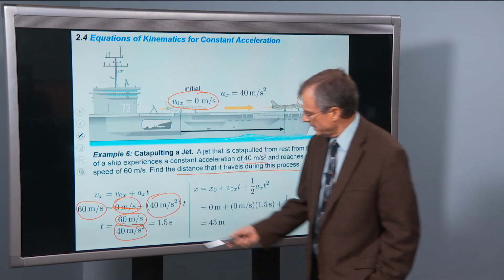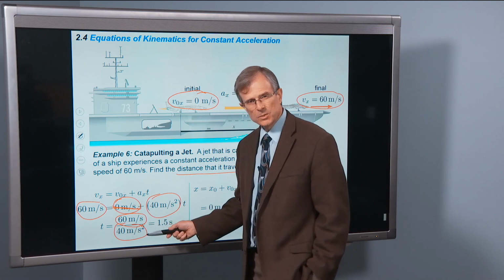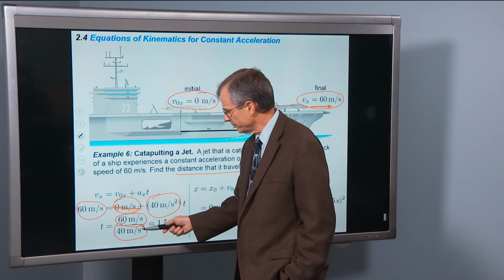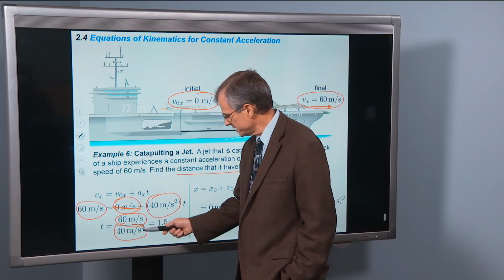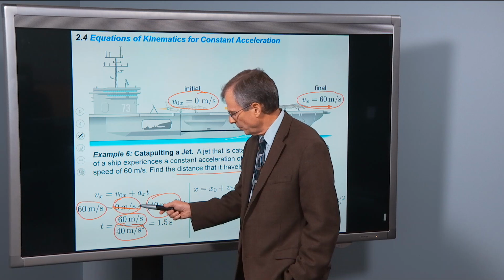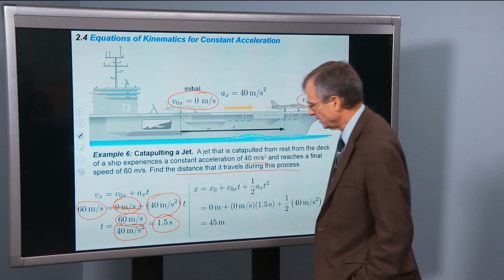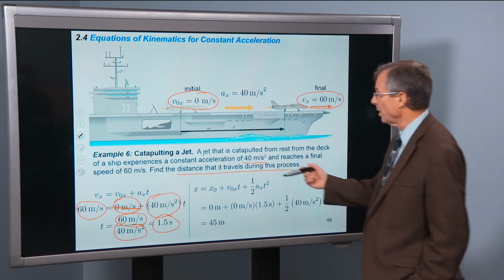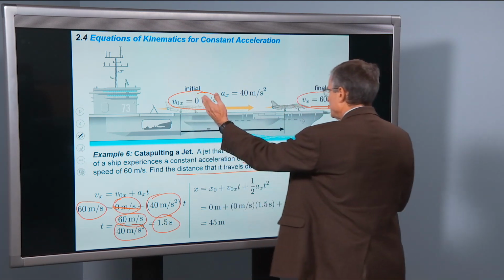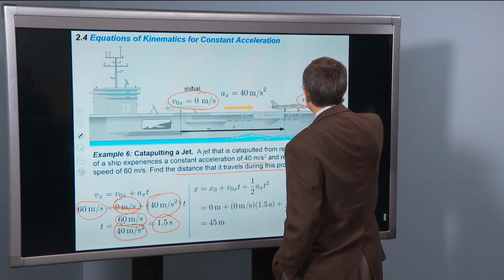How do you know that? The meters cancel. One of these seconds cancels one of these seconds, and we're left with 1 over 1 over second. And 1 over 1 over second is just seconds. So there's 1.5 seconds. That's how long it takes. That's how long it's being accelerated up to this final speed. So the final time is 1.5 seconds.